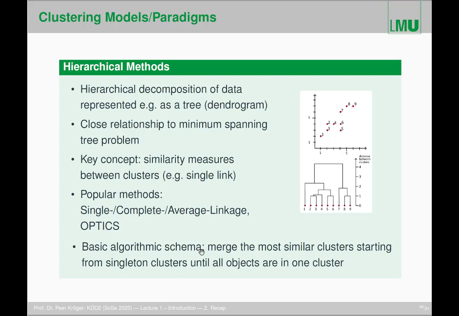The basic algorithmic schema is that you typically start from the singleton clusters, which are the points of the data set, and those are the leaves of the dendrogram, of the tree. And then in each step you merge the most similar clusters until everything is in one cluster, and this is the root of the tree. So the root of the tree represents the whole database, and the leaves are the single points, and one inner node here represents all the points in the subtree of this node.